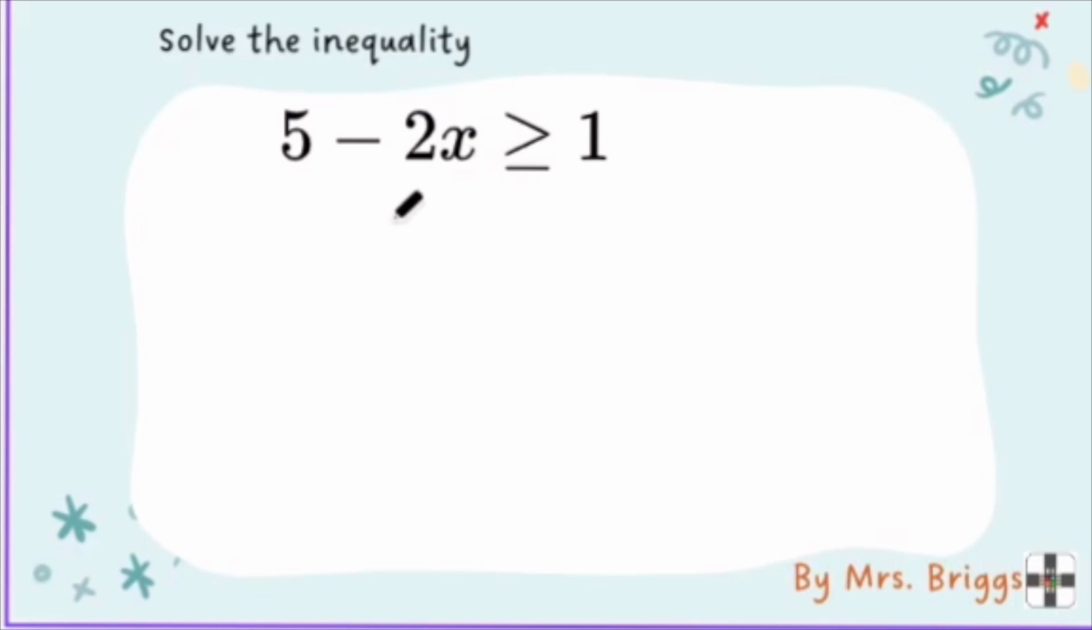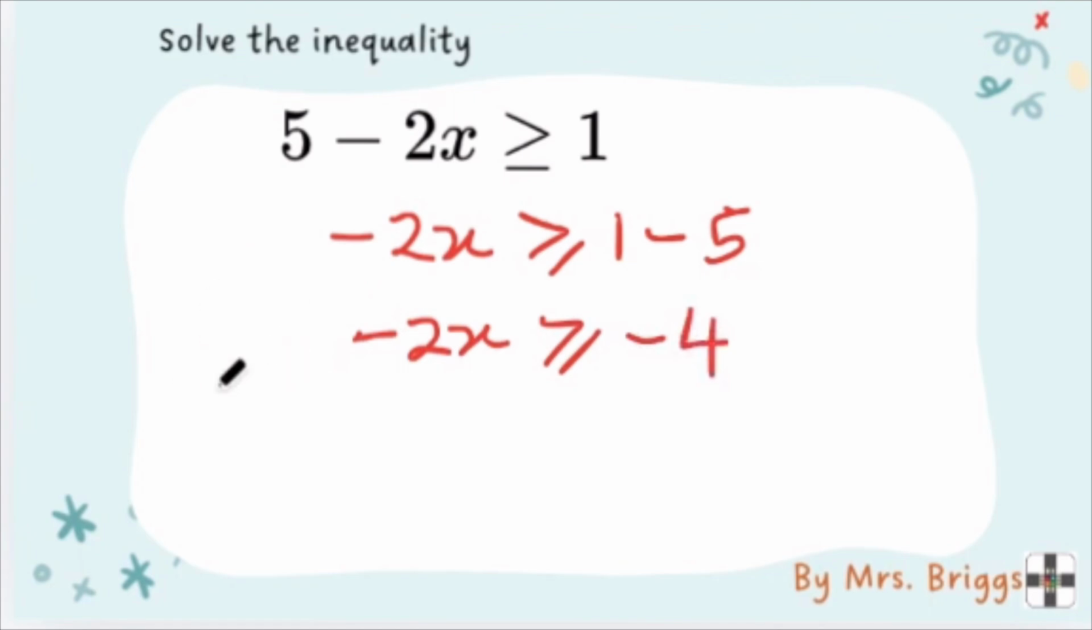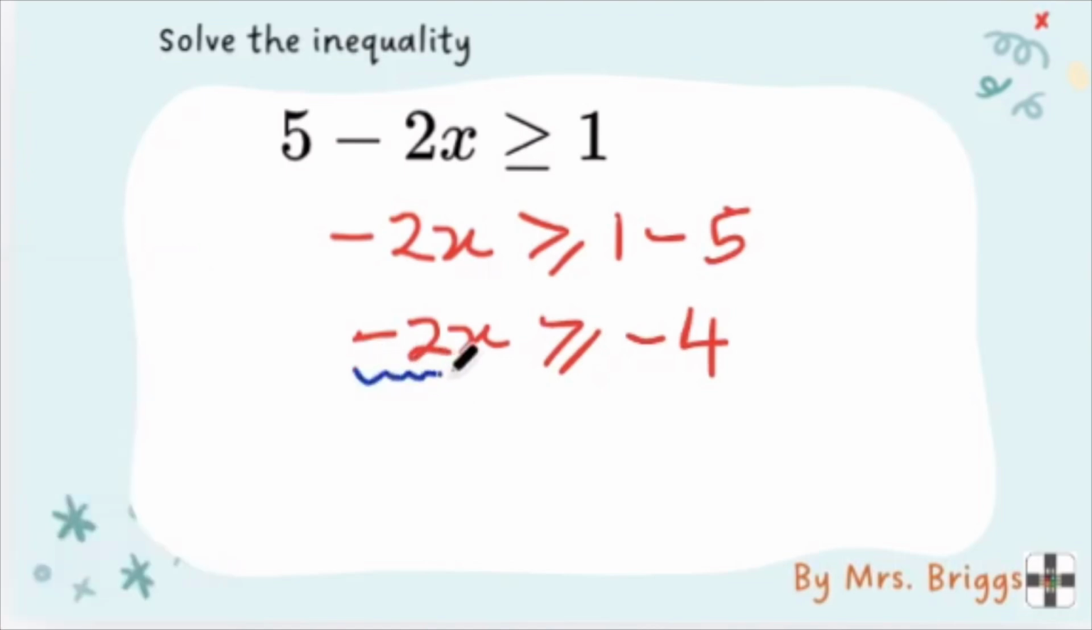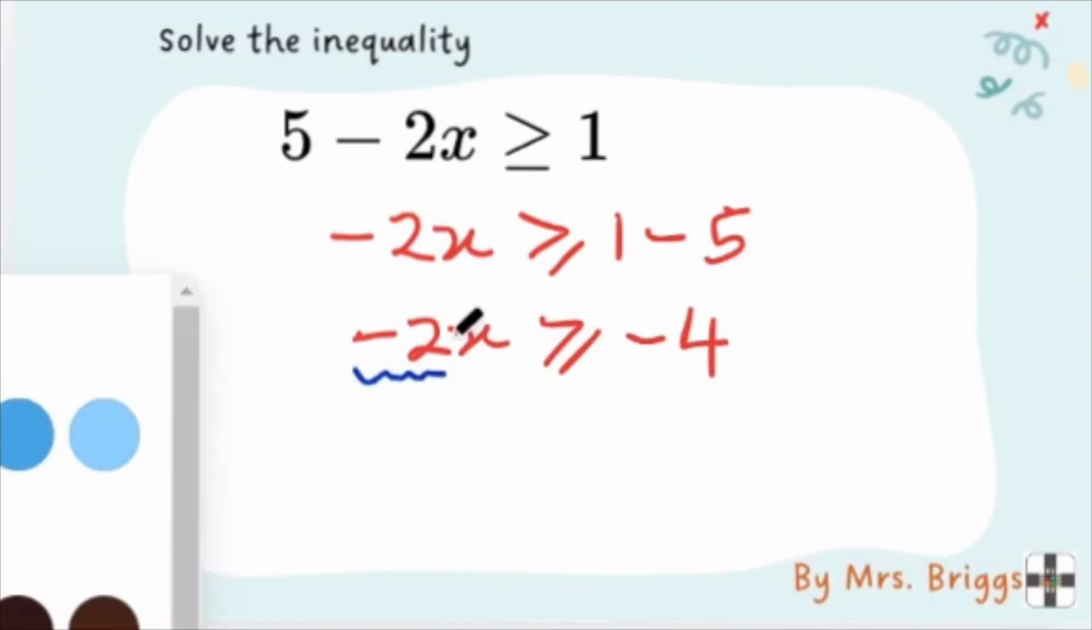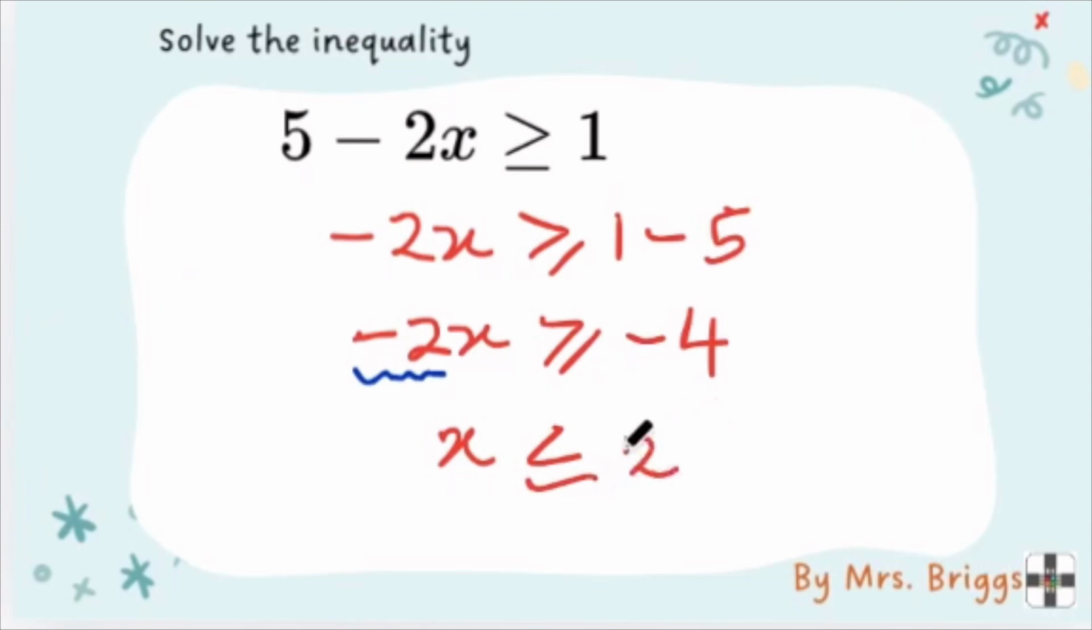Next question, we have 5 minus 2x is greater than or equal to 1. If we subtract 5 from both sides, we will have minus 2x greater than or equal to 1 minus 5, negative 2x greater than or equal to negative 4. And here we have a little rule. Whenever we are multiplying or dividing by a negative number, we change the sign. So if we divide both sides by negative 2, then x would be less than or equal to 2.